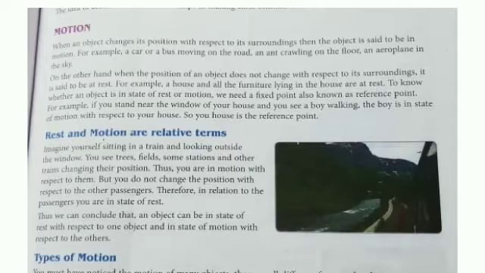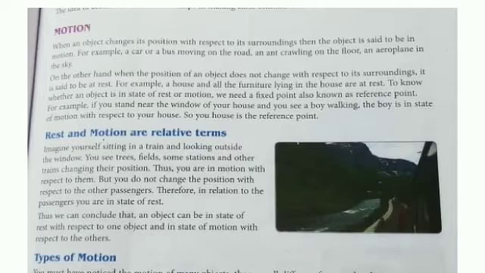But you do not change your position with respect to your other passengers. You see your co-passengers and you are in rest. Therefore, in relation to the passengers, you are in a state of rest. But in relation to the outside, the fields, the station, they are stationary, they are in rest, and you are in motion. So you can say rest and motion are relative terms. Thus we can conclude that an object can be in a state of rest with respect to one object and in a state of motion with respect to others.